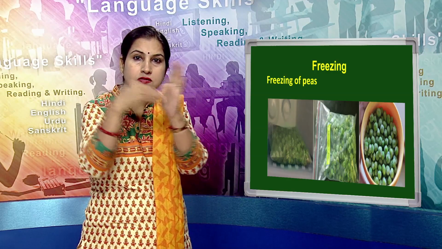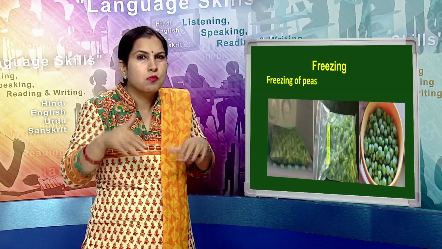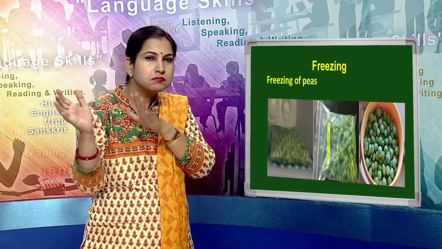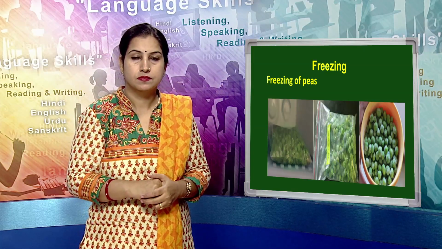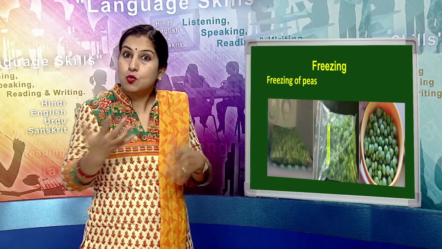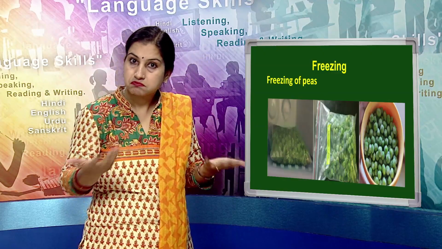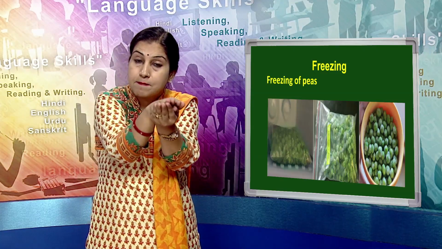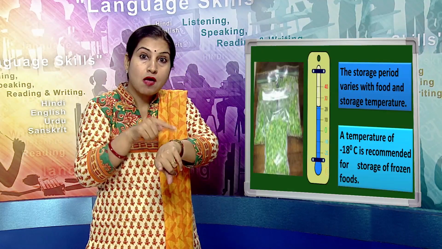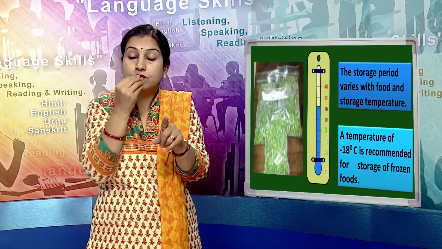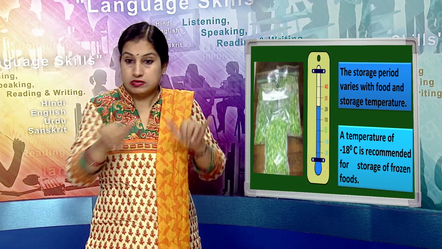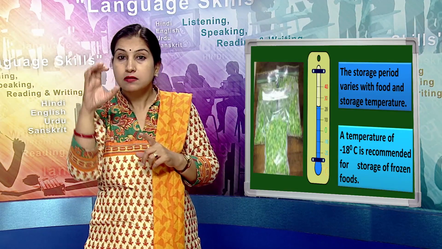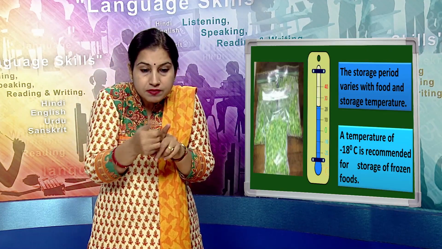Freezing. Let's understand freezing. Freezing fruits and vegetables in season can be of great benefit as they can be available when they are not in season. Example is freezing of peas. The storage period varies with food and storage temperature. A temperature of minus 18 degrees Celsius is recommended for storage of frozen foods.